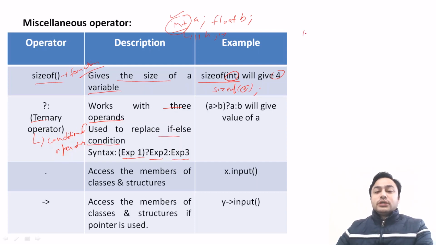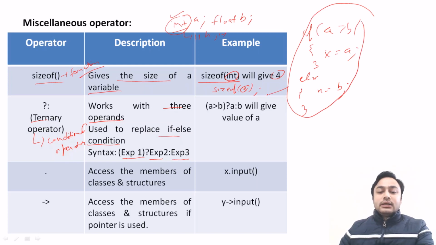For example, you can use if a is greater than b, then x will be a, else x will be b. So you can write all this if-else statement like this. Here I can write x equal to a greater than b, a and b. Suppose the value of a is 5, greater than 2, so this condition will be checked. If the condition is true, then the a value will be stored in this variable. If the condition is false, then the b value will be stored in variable x.